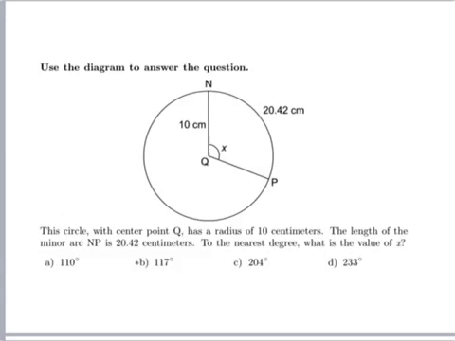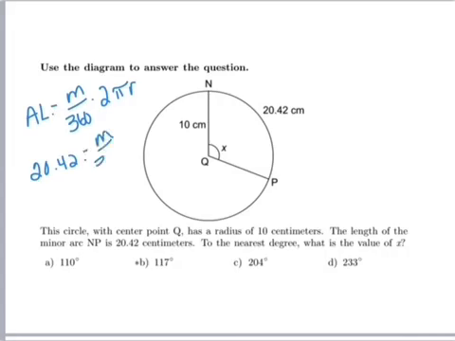In this problem, we're looking for the measure of the central angle when we know the arc length. So recall that our formula for arc length is m over 360 times the circumference, because arc length is part of the circumference, so that would be 2 pi r. Well, the arc length is 20.42, and I know my radius is 10. So I'm going to clean this up a little bit and get 20.42 equals m over 360 times, and I'll go ahead and put the 2 and the 10 together and get 20 pi.